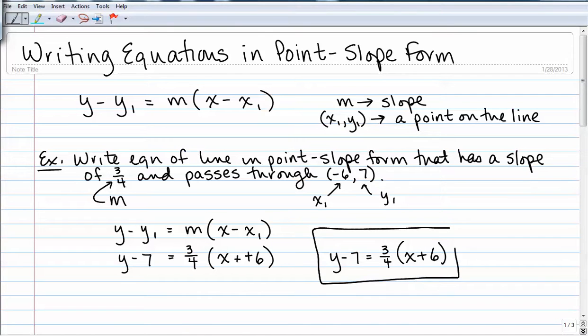It's a little different looking from other equations that we've written, but this is point-slope form. It's the equation of the line that goes through the point -6, 7, and has a slope of 3/4. Let's look at another example.